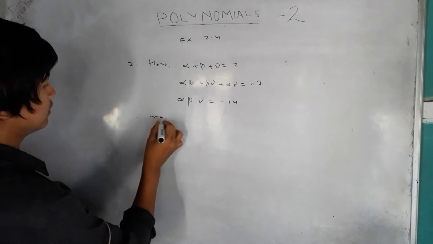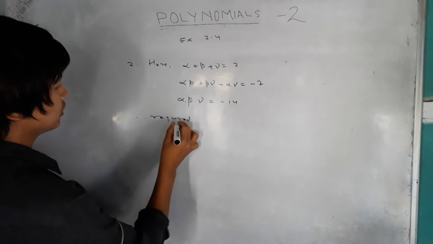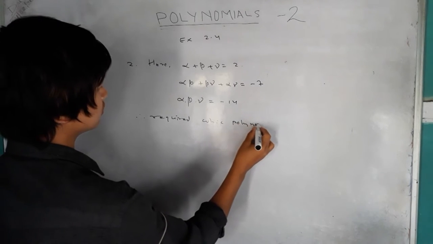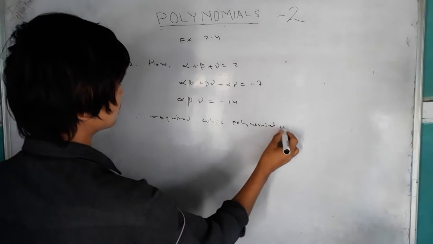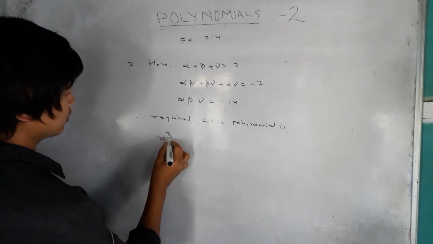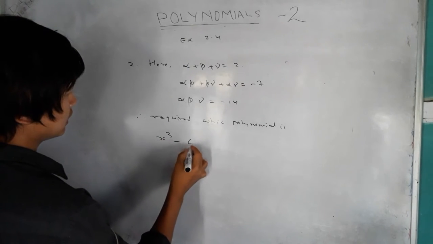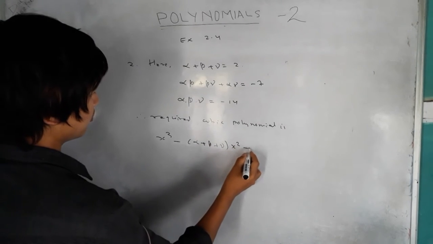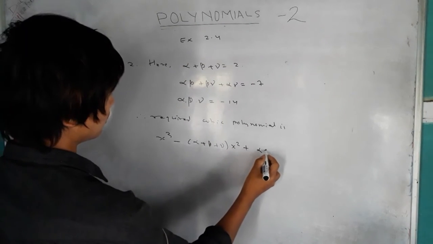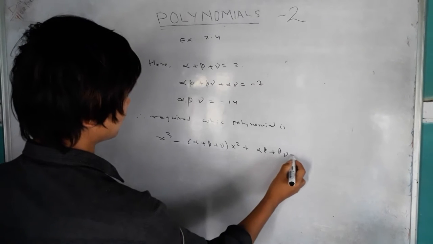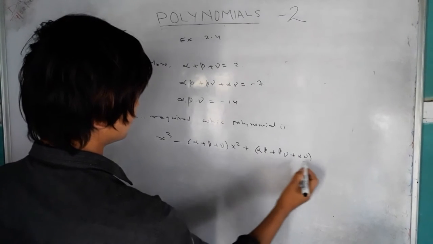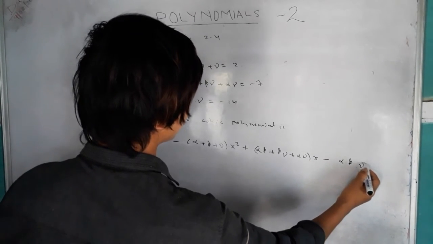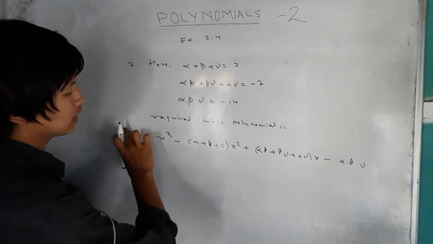Therefore, the required cubic polynomial is x cube minus (alpha plus beta plus gamma) x square plus (alpha beta plus beta gamma plus alpha gamma) x minus alpha beta gamma. This will be our required cubic polynomial.